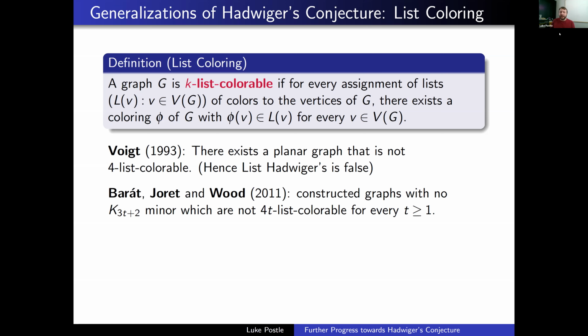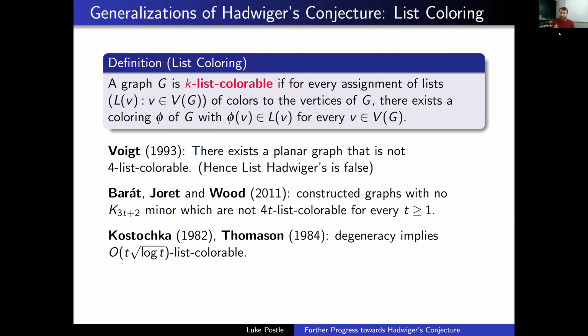But in another nice result, Barat, Joret, and Wood in 2011 extended that construction to show that graphs with no K_{3,t+2} minor are not (4/3)t list colorable. So it's not even that it's off by 1 or 2, it's actually off by at least some multiplicative amount: you need at least a 4/3 ratio. But it could still be true that linear Hadwiger's is possible.